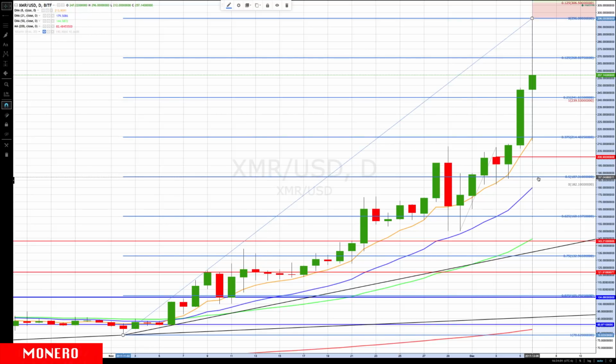Do not be surprised when we get the bigger pullback in Monero. We're not saying it's happening now. We're just saying at some point you're going to see a pullback to more normalize this market out. So that's what we have for you in EOS, Ethereum, IOTA, and Monero.